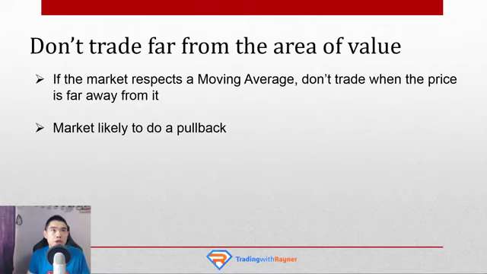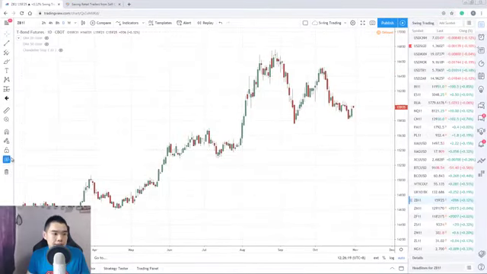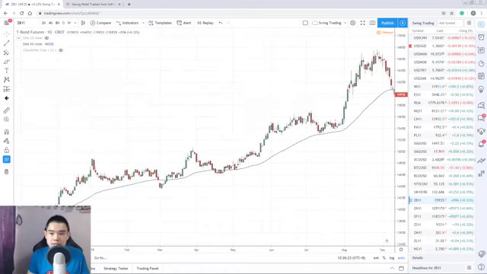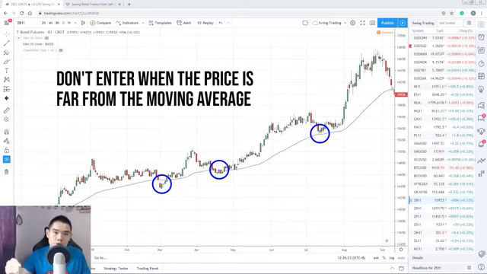So look at this chart here. Let me just remove the lines and pull out a moving average. In this case, you can see the 50 period moving average, for this 30-year treasury bond, the market tends to respect this moving average. Bounce once, twice, thrice. So the point I'm trying to make is that if you see a market respecting a certain moving average, you don't want to be entering your trade when the price is far away from the moving average.